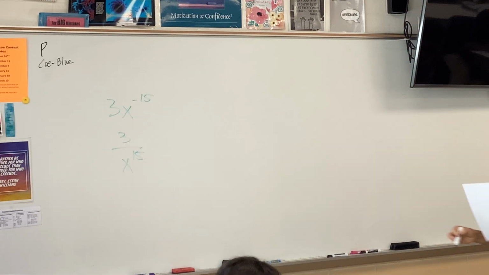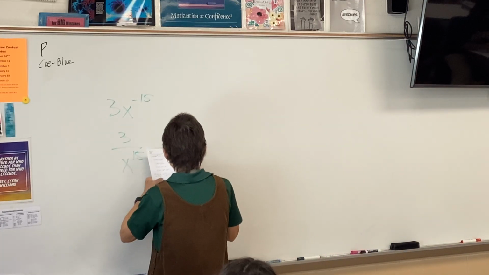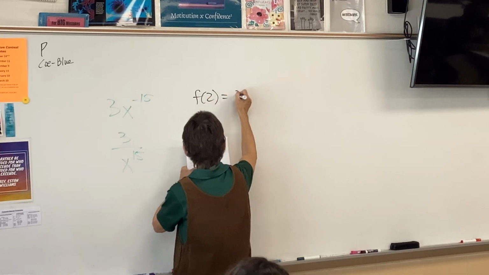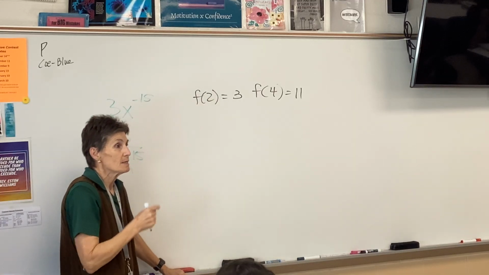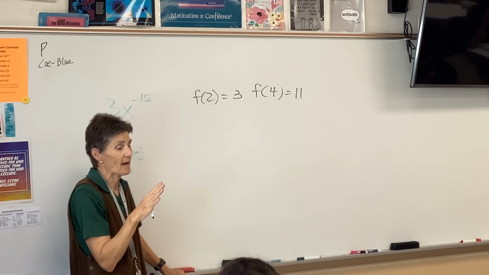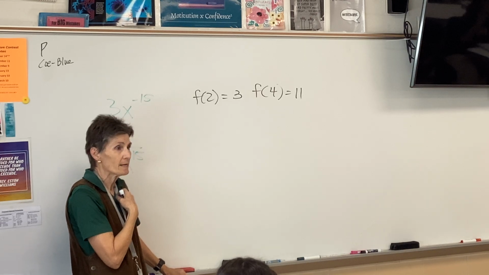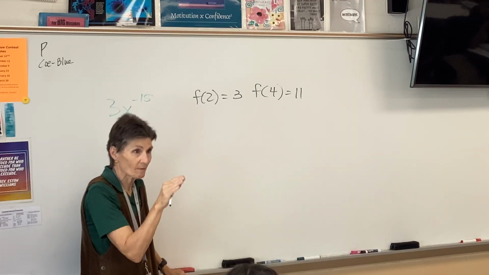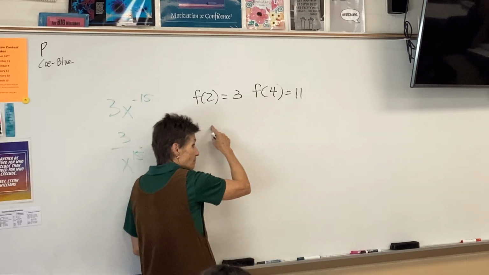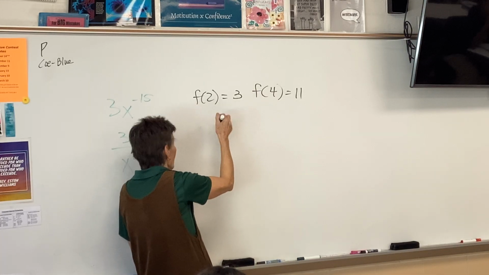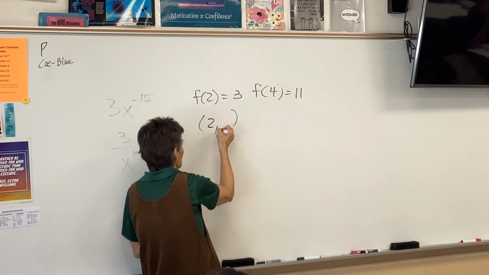All right, number 2. Write the equation for the linear function given f of 2 is 3 and f of 4 is 11. You have done this problem since at least 9th grade, maybe before then. Because this is just a fancy way of saying write the equation of the line through these 2 points. Did you recognize that's a point? What point is that? 2 comma 3.